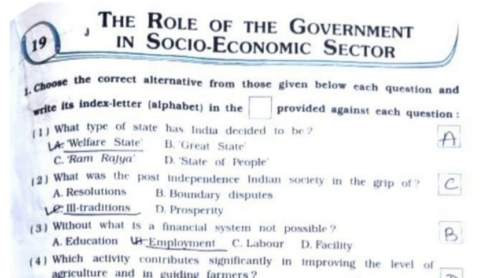So we'll be starting with the MCQs. First one, what type of state has India decided to be? It's option number A, welfare state. Second, what was the post independence Indian society in the grip of? It's option number C, ill traditions. Third, without what is a financial system not possible? It's option number B, employment.